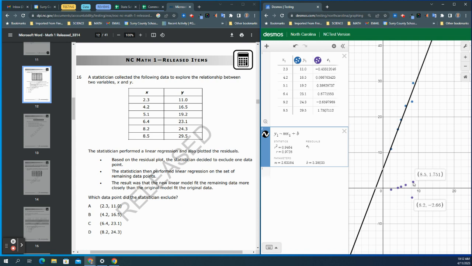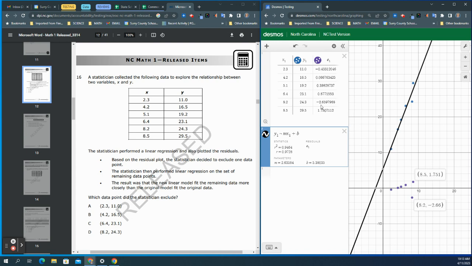We were also questioning this point. This point, the 8.5 point, was 1.7 above the line. So we're looking at which one is a higher value, which one is farther away from the line. It doesn't matter if it's negative or positive because the negative says it's below, positive means it's above. Therefore, I would choose the 8.2 point.